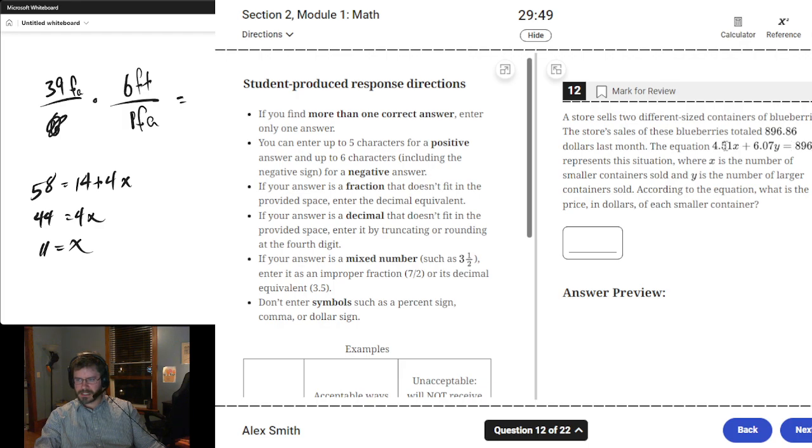Linear function in standard form. What is the price of each small? So it's either 5.4 or 4.51 or 6.07, depending on which one is small. A reasonable guess would be the x. X is the number of small. So, yep, price for each is 4.51. No math to be done.